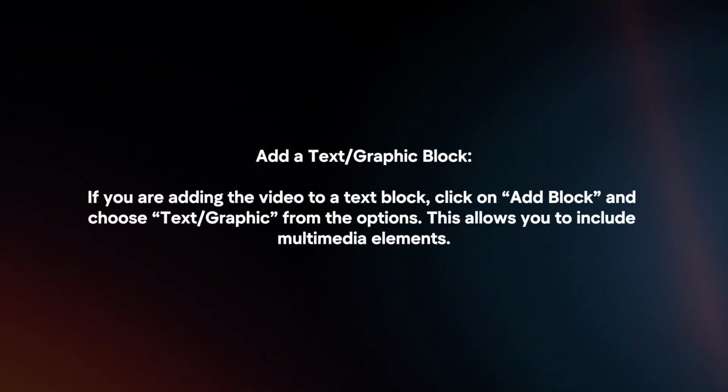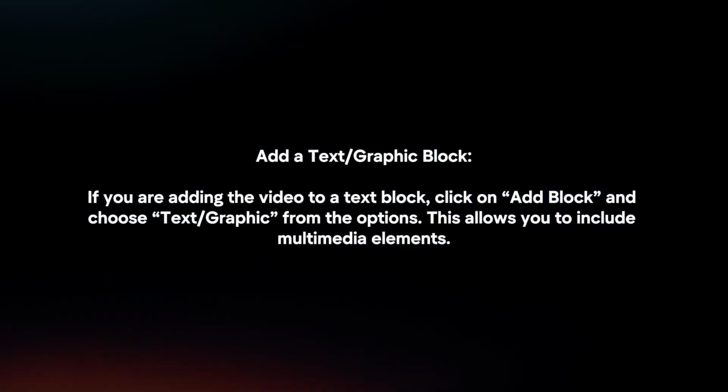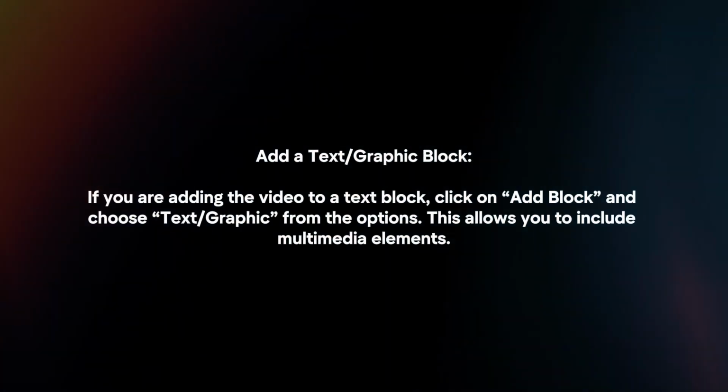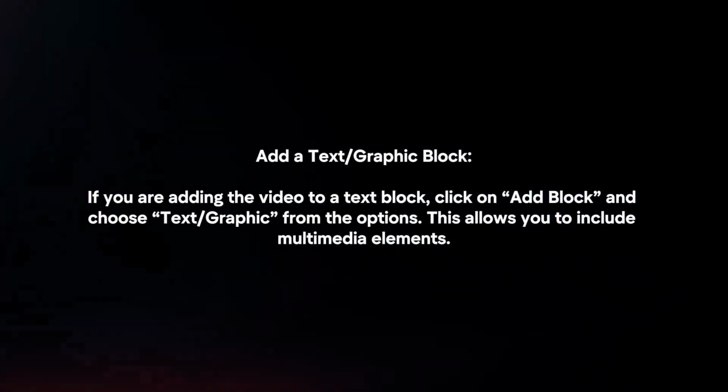Add a text or graphic block. If you're adding the video to a text block, click on Add Block and choose Text or Graphic from the options. This allows you to include multimedia elements.